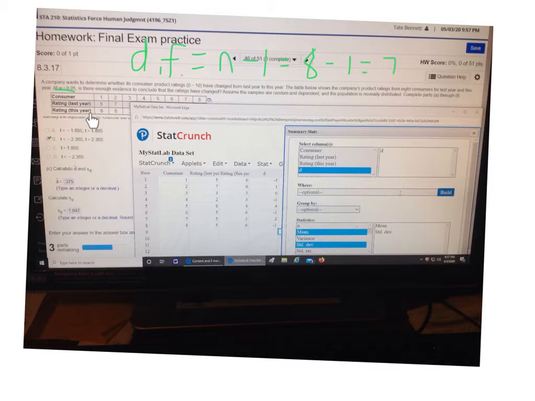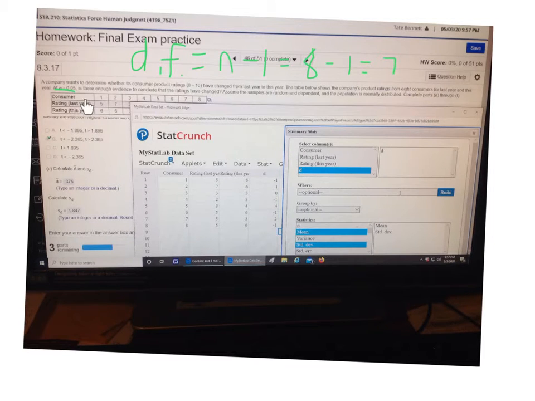Hello, I saw your question in the email on the final practice, number 46. It comes from Chapter 8, Section 3, like 17 out of the book. I'm not quite sure what part of the question you have difficulty with. I guess there's A through F. I'm showing B and C here.